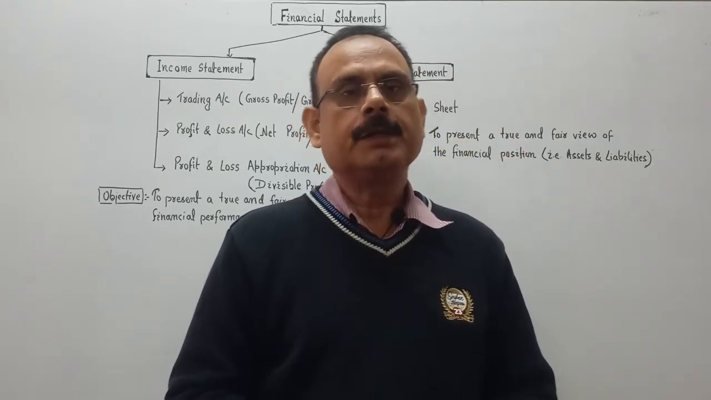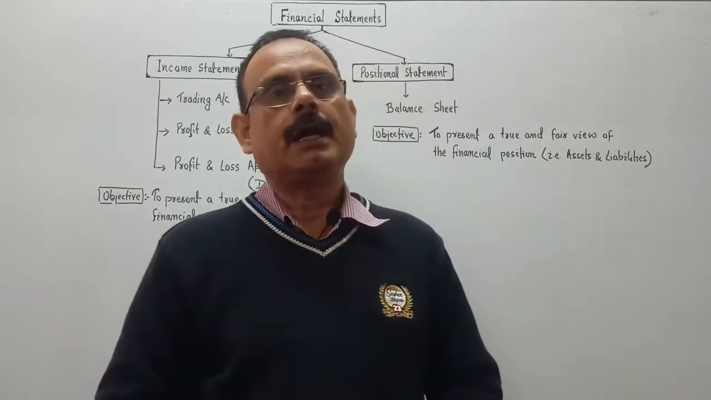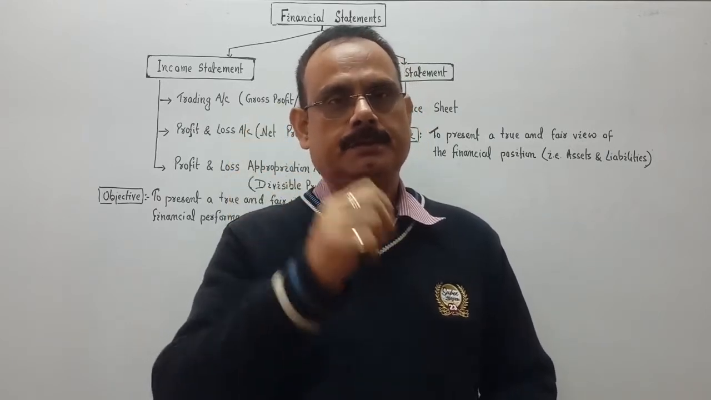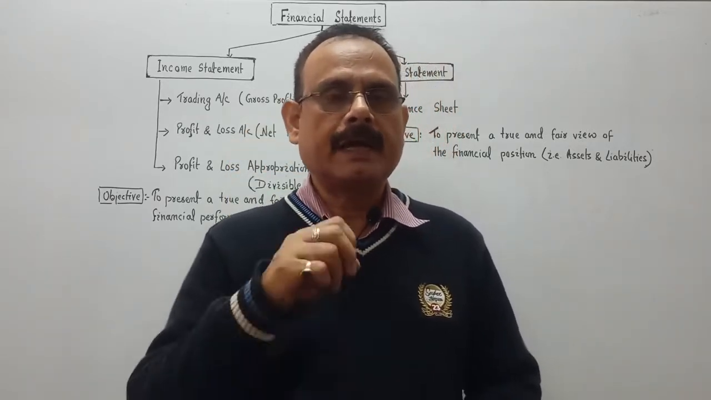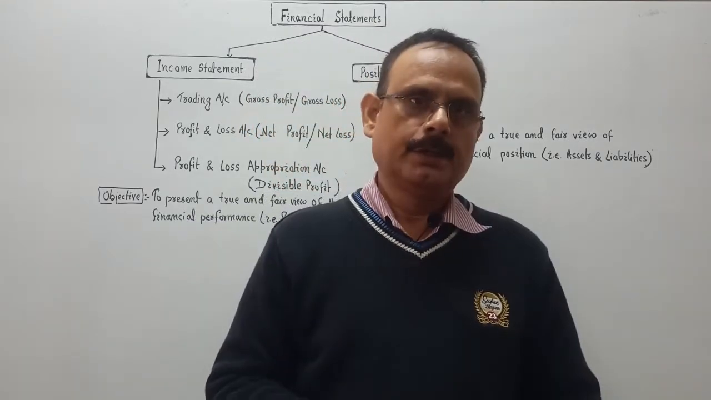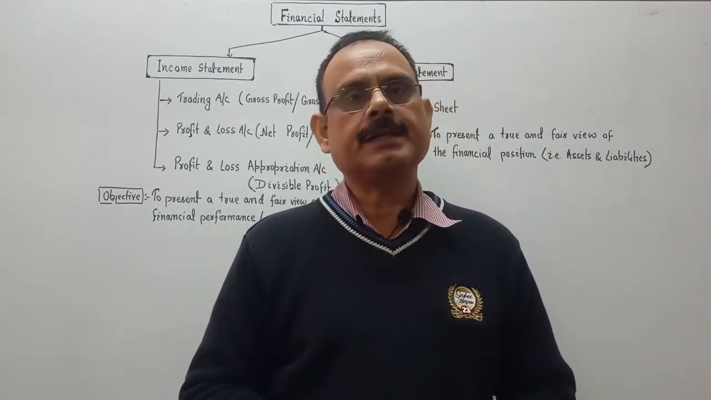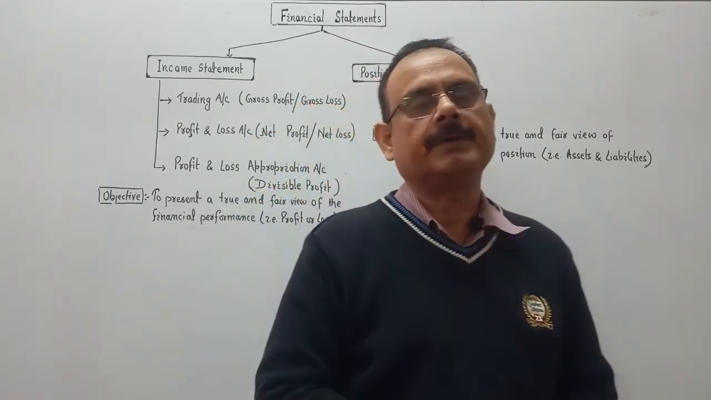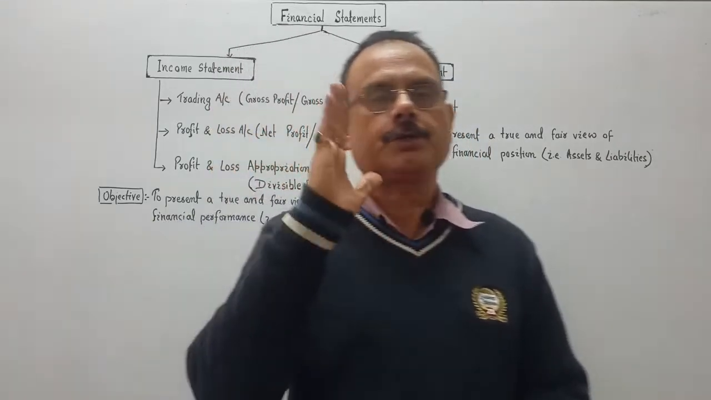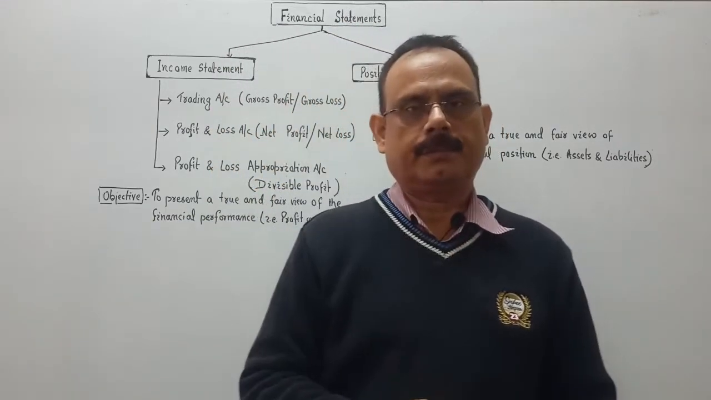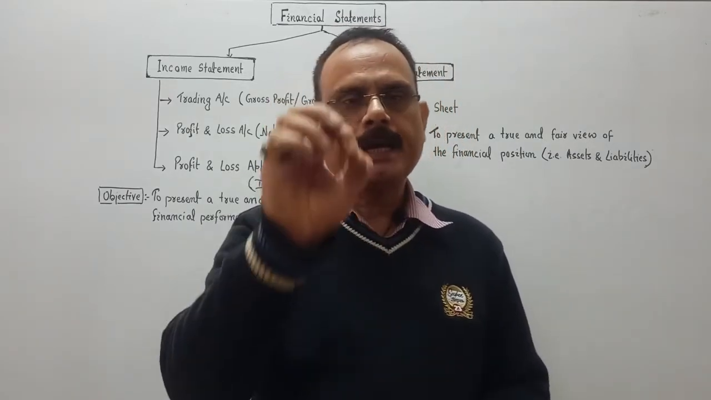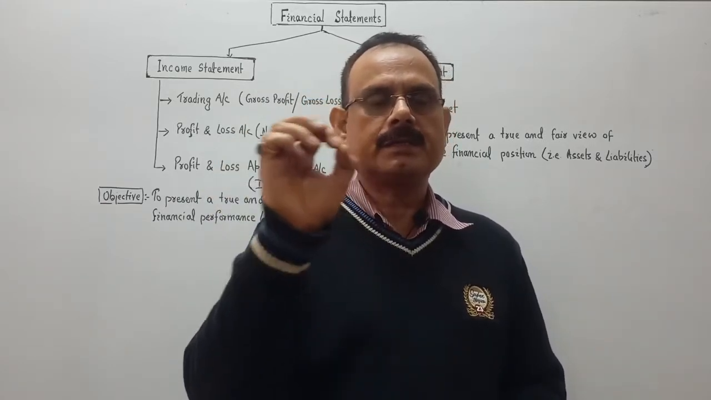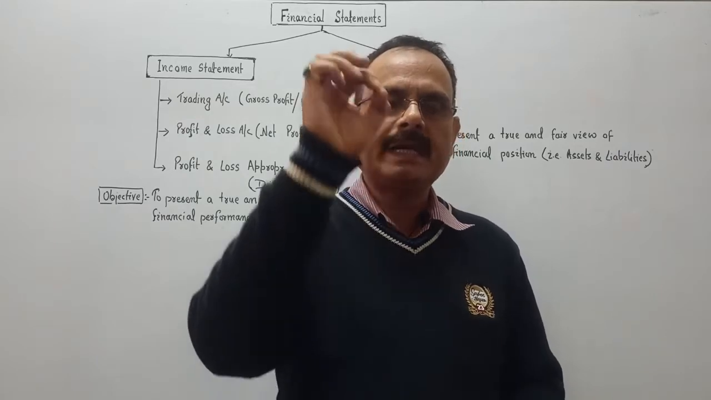Here we will find out the profit or loss of the business, and we will know the financial position of the business in terms of assets and liabilities. So in summarizing we prepare the financial statement. There are two parts of the financial statement. One part is called income statement, and the second part is called positional statement. So the first one is income statement.